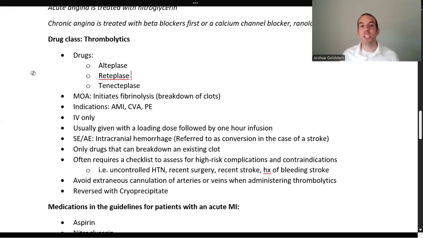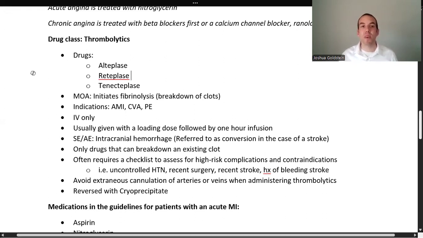How does it work? It initiates fibrinolysis, which is the breakdown of clots. This is an IV-only medication. This is a very high-risk medication. There's an extensive checklist that every single hospital requires be used before the administration of this drug. This drug is given in a loading dose, followed by a maintenance dose.